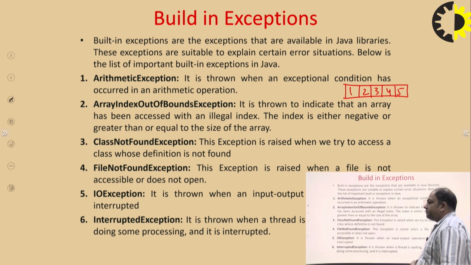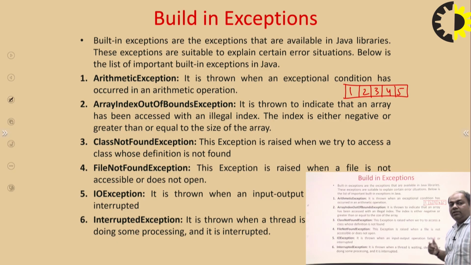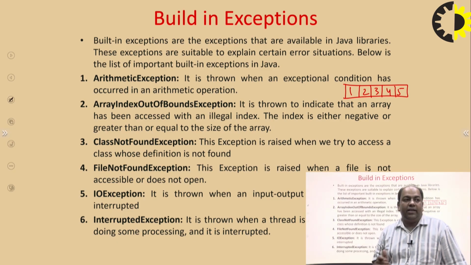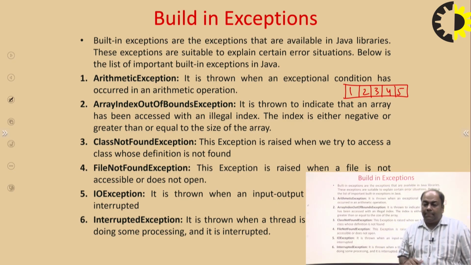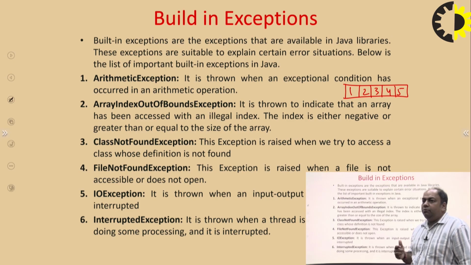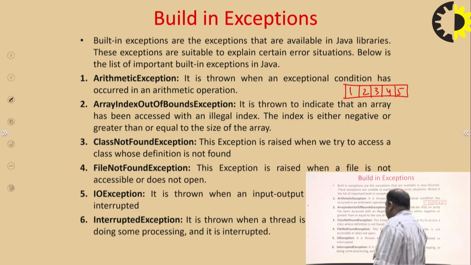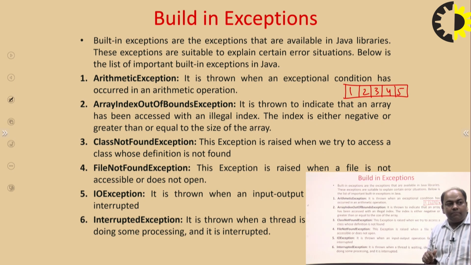The third type of exception is class not found exception. In this type of exception, we give the name of a class which does not actually exist. File not found exception is raised when we access a file which is not accessible or does not open. Input output exception occurs when we are executing a program using any input output device like a printer, but that printer is not connected or not working properly, due to which the operation is failed or interrupted.